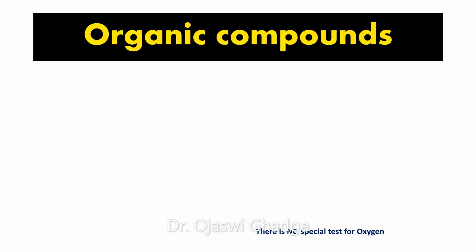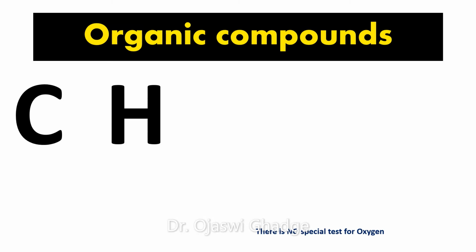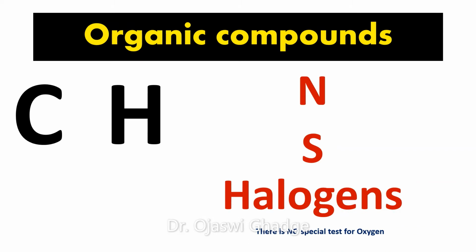For any organic compound, carbon is the main constituent element, and hydrogen is also present in most of the organic compounds. But yes, there are a few exceptions, like carbon tetrachloride and carbon disulfide. These are also organic solvents, but they do not have hydrogen in them. There are other elements which may also be present in organic compounds, like nitrogen, sulfur, and halogens, in which chlorine, bromine and iodine are mainly identified using the tests which I will be discussing in this video.